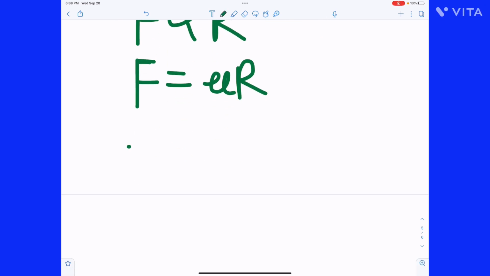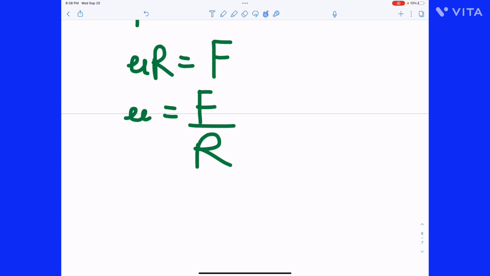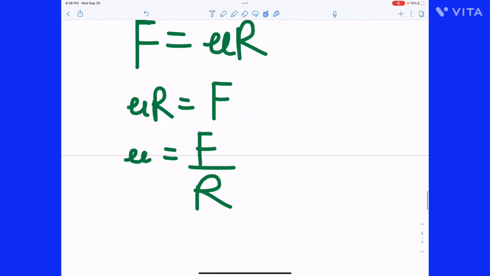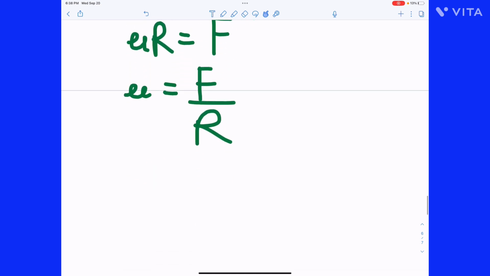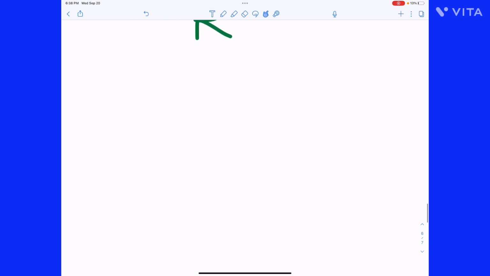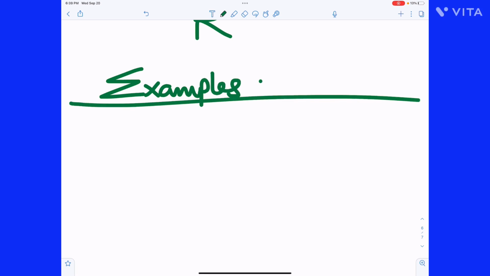So if I want to find the coefficient of friction now, I will rearrange. Mu R will be equal to F, and mu, which is the coefficient of friction, will be equal to F over R. Is that taken? So this is, I think, the first formula you need to know in solid friction. Take note. Let's not waste time and just take one or two examples before we go to our next video.